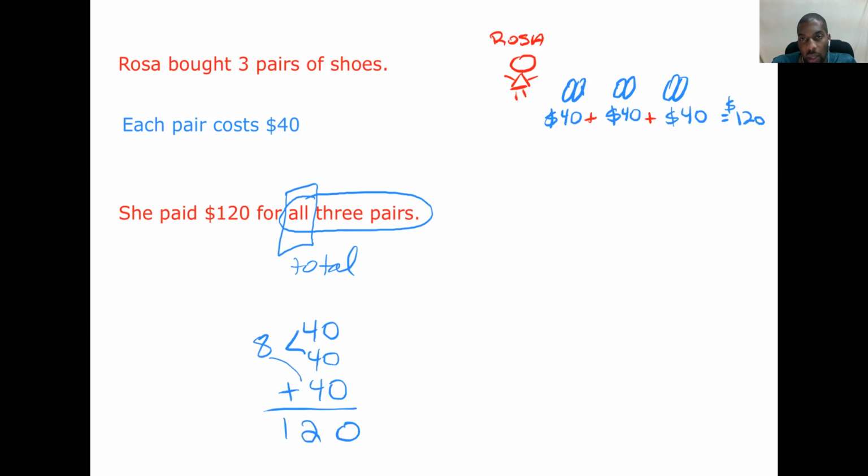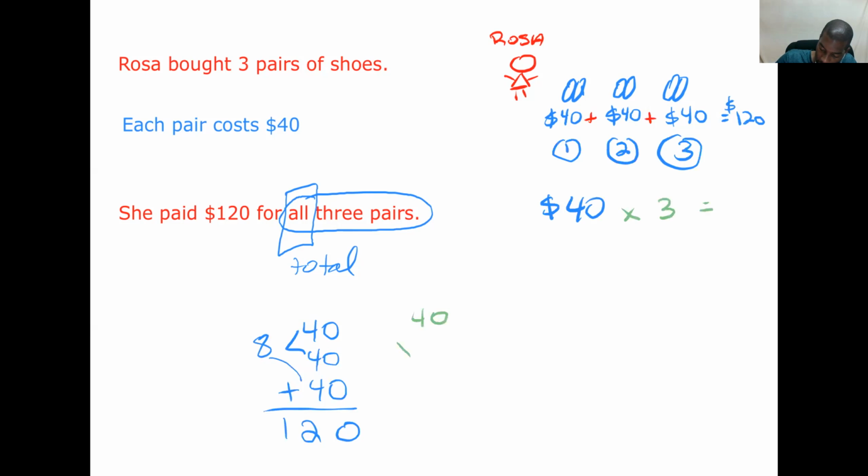Instead of saying 40 plus 40 plus 40, couldn't I use multiplication and say, well, how many 40s do I have? I have 1 40, 2 40s, 3 40s. So don't I have 40 3 times, or 40 times 3? And let's see if 40 times 3 is the same thing as 40 plus 40 plus 40.